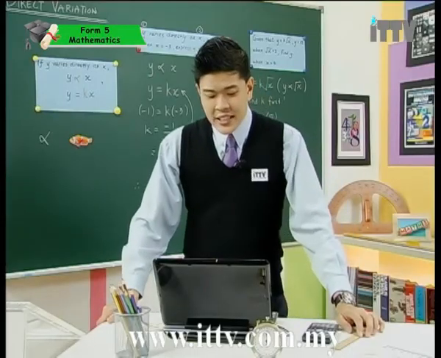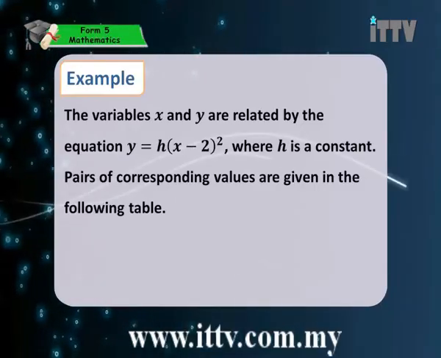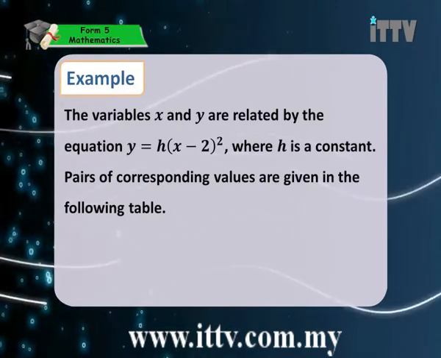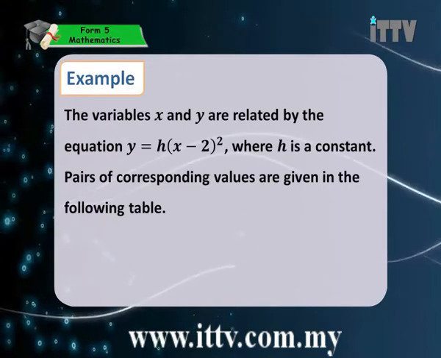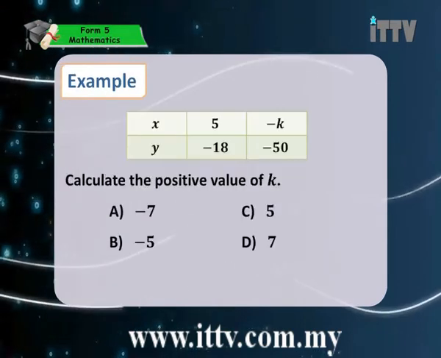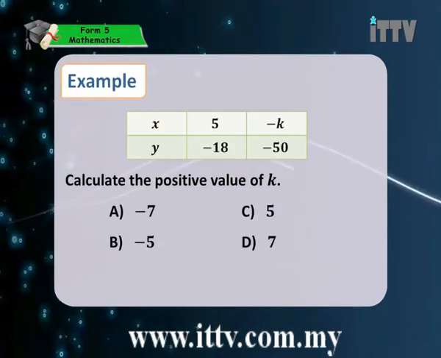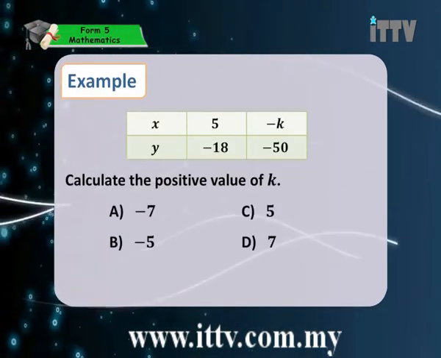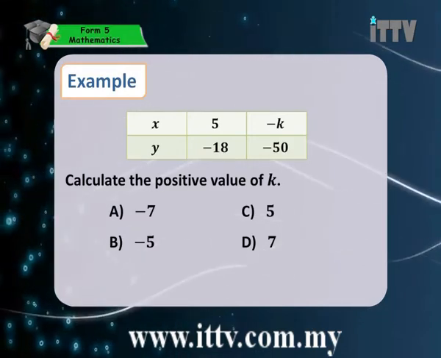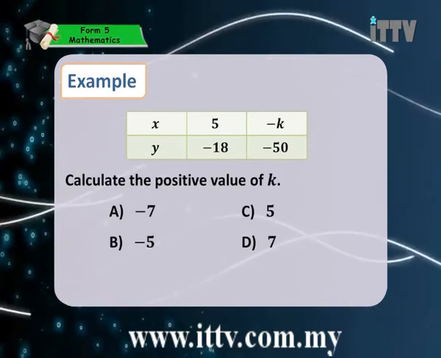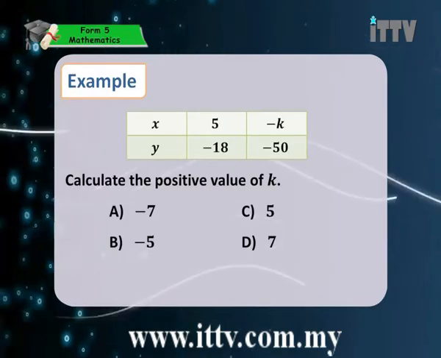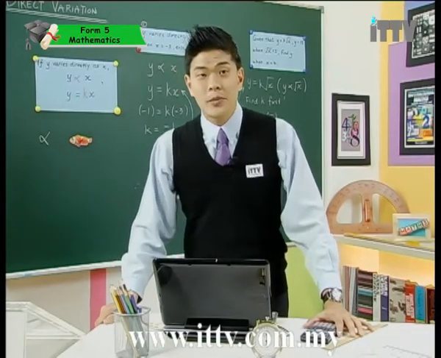Alright, now, next example. The variables x and y are related by the equation y equals h times (x minus 2) squared, where h is a constant. Pairs of corresponding values are given in the following table. x is 5, y is negative 18; x is negative k, y is negative 50. Calculate the positive value of k. Is it A, negative 7, B, negative 5, C, 5, or D, 7? Alright guys, can you try this by yourself?